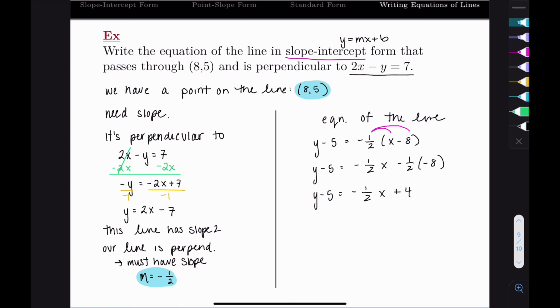Last but not least, I got to get y on its own. So we go ahead and add 5. So those cancel. And we get the line y equals negative 1/2 x plus 9. So this wraps up most of the information about our lines. We still have some more that we're going to cover in this chapter, but get lots and lots and lots of practice with these.